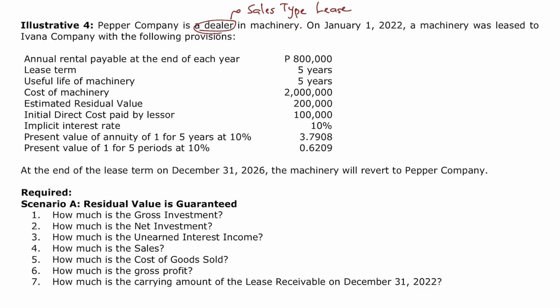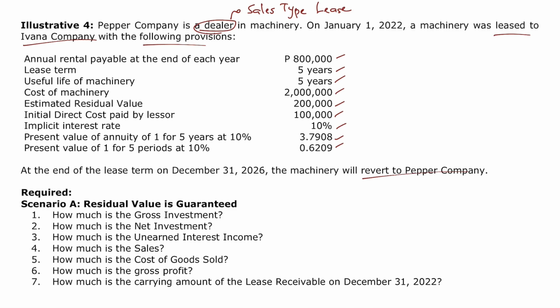Okay? So, on January 1, 2022, a machinery was leased to Ivan, a company with the following provisions. Annual rental payable at the end of each year is 800,000. Useful life and lease term will be 5 years. Cost of machinery is 2 million. Residual value is 200,000. Initial direct cost paid by the lessor is 100,000. Then present value factors are given based on the implicit rate of 10%. Then at the end of the lease term, the machinery will revert to Pepper Company. So, babalik yun kay Pepper Company.